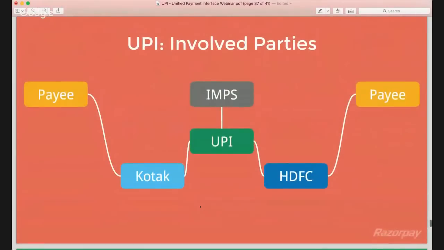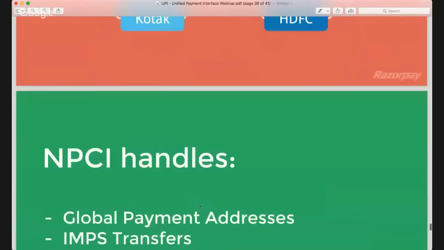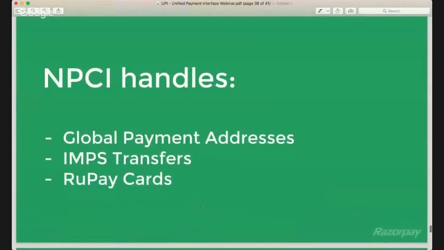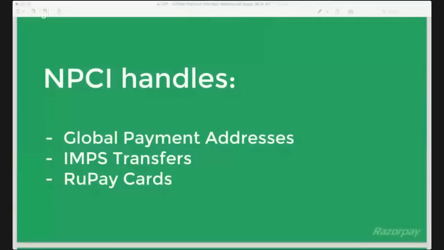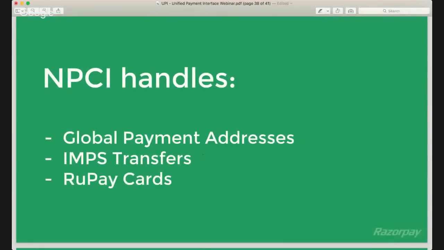But as of now, this is pretty much the basic scenario for UPI, where UPI will be initiating an IMPS transfer between two different bank accounts, and it's up to the banks themselves to figure out how the customer initiates such a payment. So this is just some of the scope of what NPCI handles. We'll be talking about what each and every entity in this handles internally.